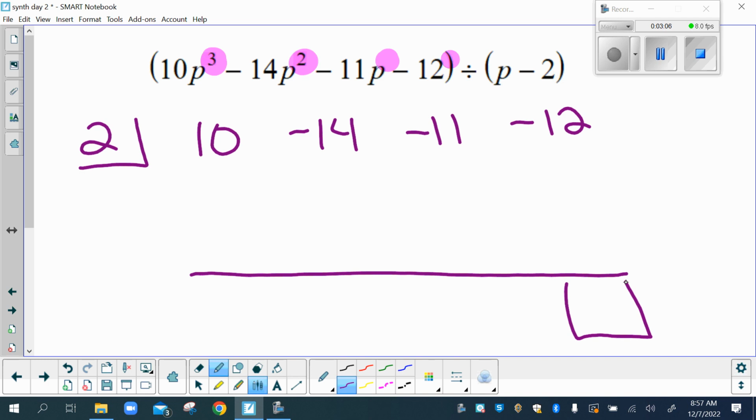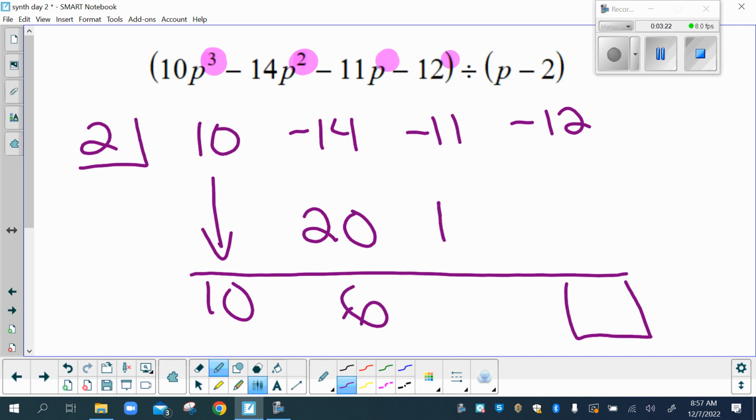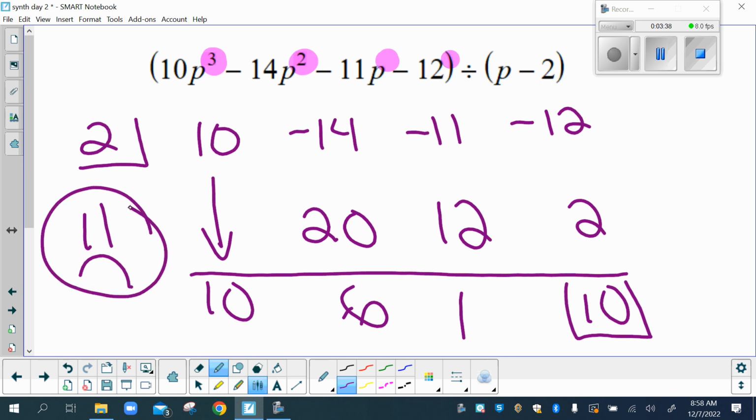Drop down to 10. Don't forget to do that. If you remember how to do this, you can start cruising through it. You don't even have to wait for me. 2 times 10, 20. Do a little bit of adding together, and we get 6. 2 times 6 is 12. And we put those together, and we get 2. Is that right? 1. And 2 times 1 is 2. We get 10. Guess what the answer is? Boo. Not a factor. Not a factor.